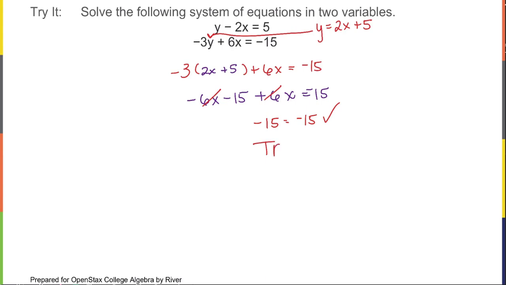So this is a true statement. Notice that all the variables cancel. That means it's a dependent system. They're coinciding lines. That means there's an infinite number of solutions.